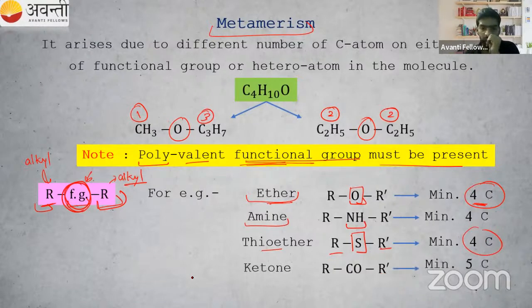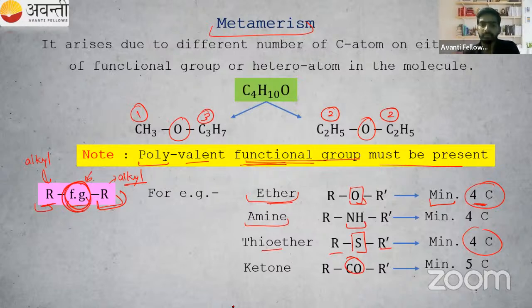Now coming on to the ketone. So here ketone itself has a C double bond O group. Now from left side and then from the right side, if there is 5 carbon, then also it is going to be a metamerism. So that is why we are telling, you should have minimum 4 carbon. If it is more than 4 carbon, then it is going to be metamerism. But if it is less than 4 carbon, then it is not a metamerism. Okay, got it?